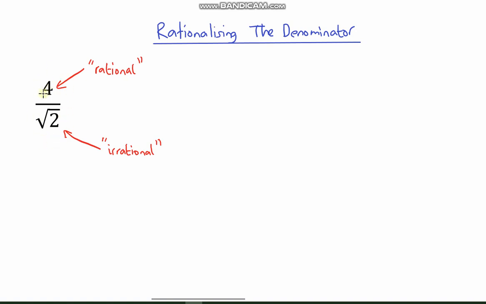So first of all, if we have a look at this fraction over here, we've got two types of number in this fraction. We've got a rational number, 4, and we've also got an irrational number, which is the square root of 2. So first of all, what's the difference between a rational number and an irrational number?